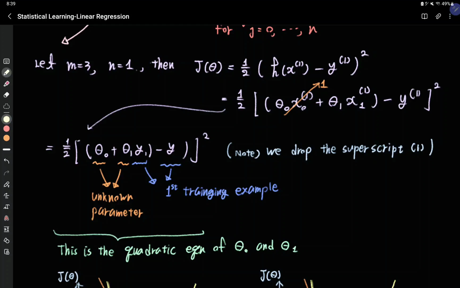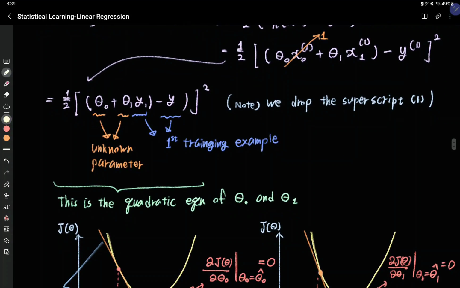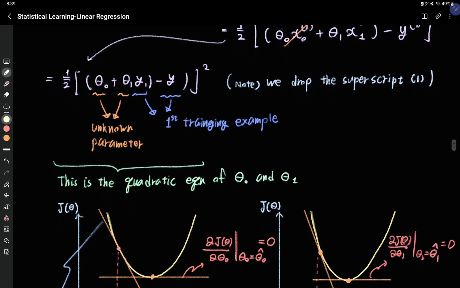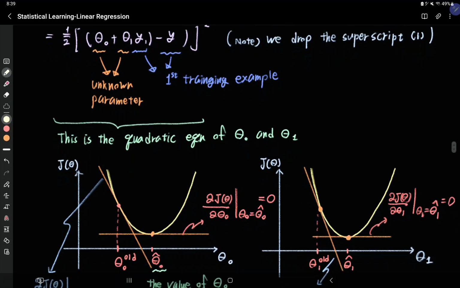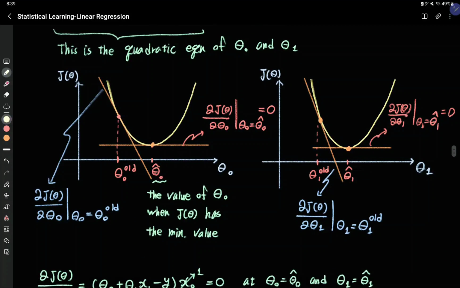Okay. So now let me just drop this superscript 1, to make it simple. This is actually a quadratic equation for theta 0 and theta 1. So we know at which point it has a minimum value: at the vertex point of a quadratic, because this is a quadratic equation.